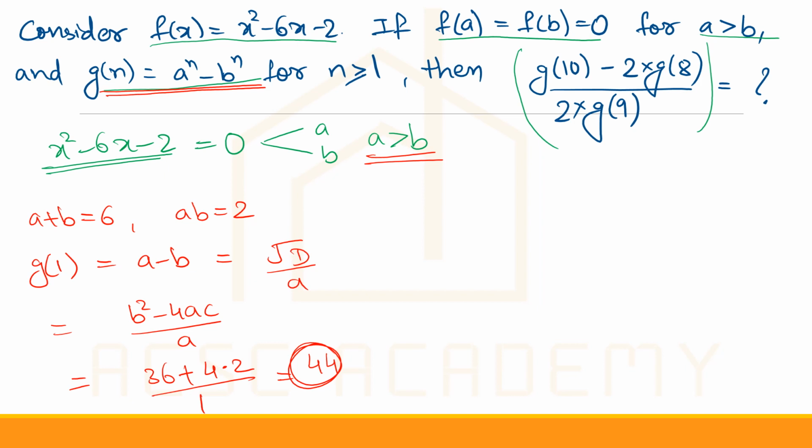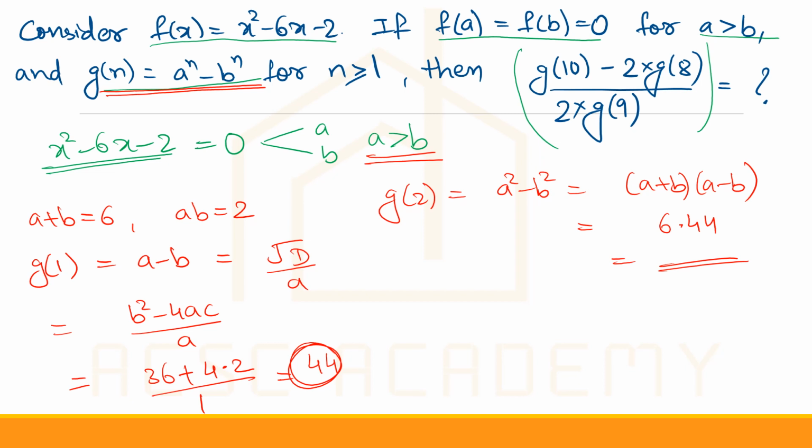Should we go for finding g of 2? It will be a squared minus b squared, equal to a plus b times a minus b. a plus b we know is 6, a minus b we got 44. So the product whatever we get, that is g of 2. Now g of 3, 4, 5 up to 10, should we go by that way? It will become very lengthy. So let us see if something better can be done.